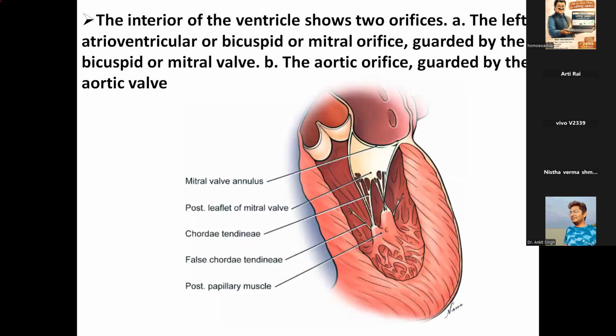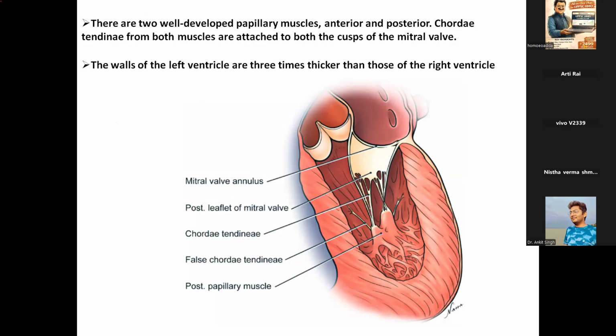The interior of the ventricle shows two orifices. The left atrioventricular or bicuspid or the mitral orifice guarded by the bicuspid or the mitral valve, and the second one that is guarded by the aortic valve. So there are two openings, aortic opening and the bicuspid opening. There are two well-developed papillary muscles. You remember in the right ventricle, there are three well-developed papillary muscles; anterior and posterior in left. In right, it was anterior, posterior, and the septal. And chordae tendineae from both the muscles are attached to both the cusps of the mitral valve.